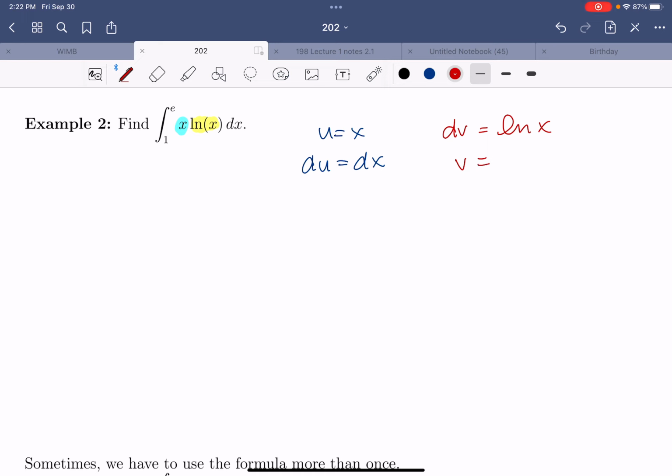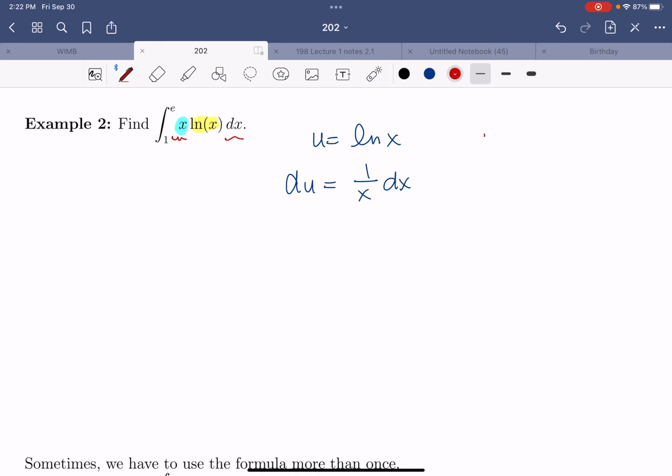Except we don't know what that is, right? We know the derivative of natural log x is 1 over x, but we don't know what the antiderivative of ln x is. So this isn't going to work. Scratch that. Instead, we're going to have to make the choice the other way around. Because we don't know the antiderivative of ln x, that has to be our u. So u is ln x, which makes du 1 over x dx. Then I take what's left, the x and the dx, and that becomes my dv. Antiderivative here, antiderivative of x is 1/2 x squared.